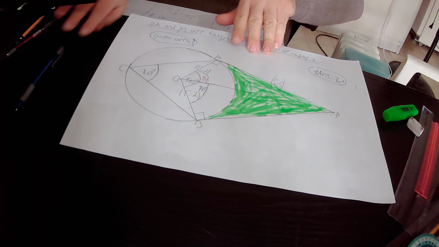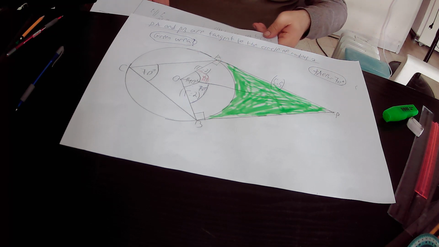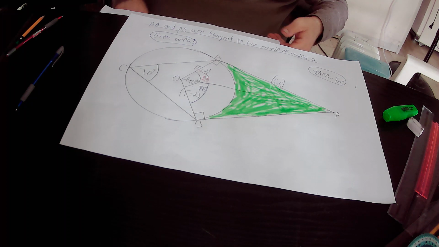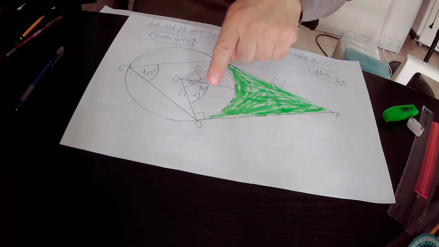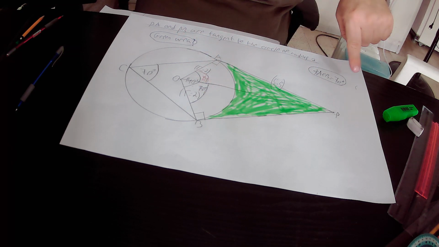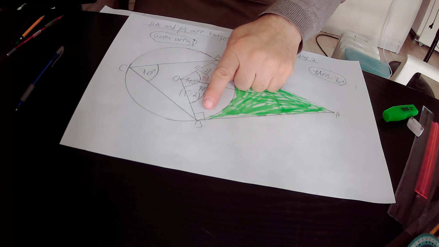We have the radius OB that is perpendicular to point B, the point of tangency of tangent PB with this circle. And according to rule 1, whenever you have a radius that is perpendicular to the point of tangency, then tangent PB will be perpendicular to the radius BO. If PB is perpendicular to BO, it means that this angle equals 90 degrees.